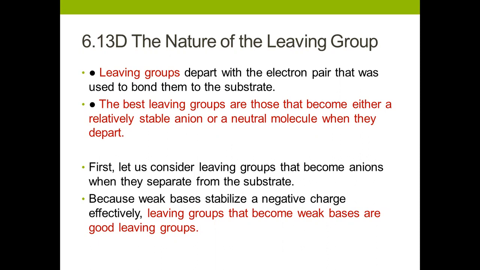Of course, another one is resonance structure. Whenever you have a resonance structure as an anion, it can easily be stabilized. So first, let's consider leaving groups that become anions when they separate from the substrates, because weak bases stabilize a negative charge effectively. Leaving groups that become weak bases are good leaving groups. The weak bases, so this is what they mean by weak bases. They have less tendency to donate an electron pair. And because of that, they become good leaving groups.